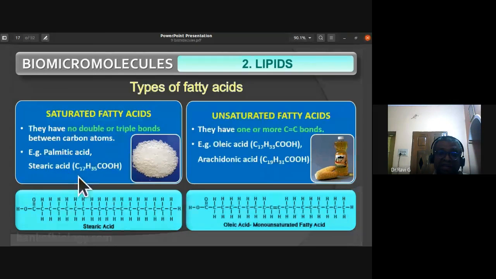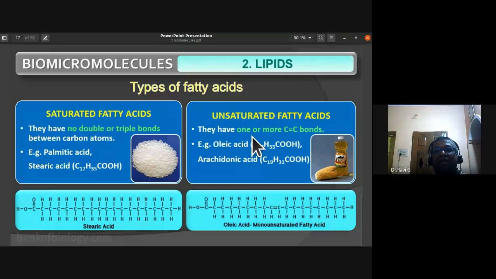Stearic acid has 18 carbons. Oleic acid is an unsaturated fatty acid. They both have nearly 18 carbon atoms, but the hydrogen differs between stearic and oleic. Stearic acid, which is saturated, has 35 hydrogens, whereas oleic acid, which is unsaturated, has only 33 hydrogens. Arachidonic acid, which has 20 carbon atoms, is also an example of an unsaturated fatty acid.